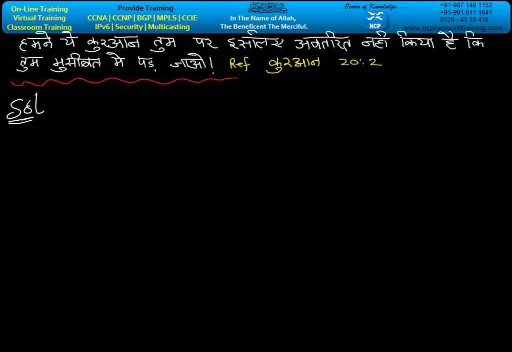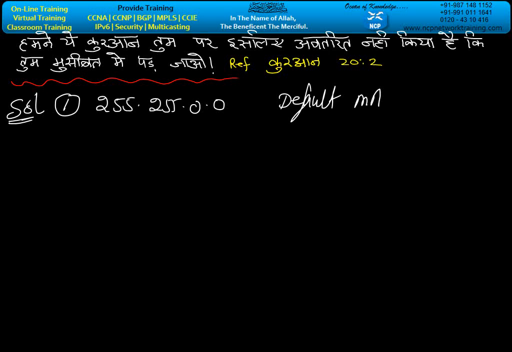Solution. In step number 1, we will write the mask. The given mask is 255.255.0.0, and that is known as the default mask. Don't call it subnet mask, default mask.